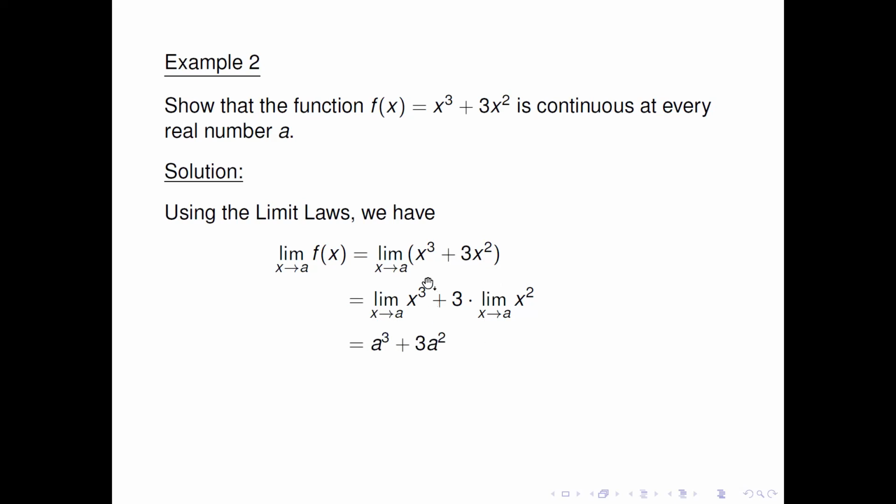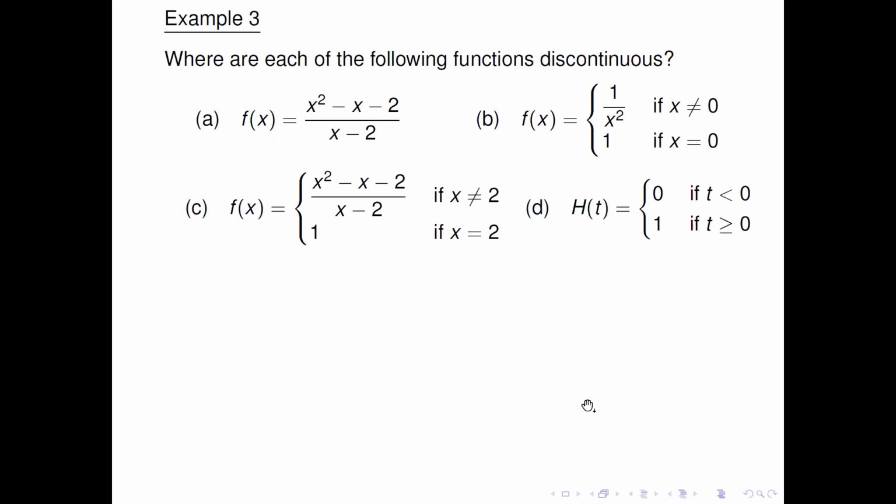And we know that these expressions, x cubed and x squared, are in fact continuous. And so we can simply plug in the values there. But this is the same as just calculating the original function. In other words, this is just the value of that function at the point a. And in fact, we've shown that for any real number a, the limit as x approaches a of f of x is f of a, and so f is continuous at every number a. Let's look at another example.